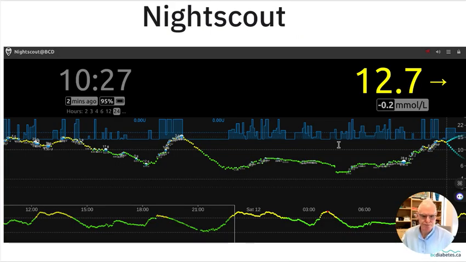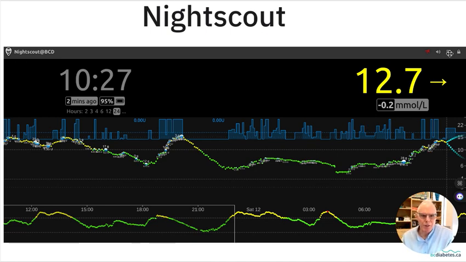Here's Night Scout. This is the homepage of Night Scout. Up here on the right, you can see the ambient sugar of 12.7. Over here, the time. In the blue is showing the temp basal insulin. So the dotted line you can see there is the setting insulin. If the rectangle goes above the dotted line, it means it's giving more. If it goes below, it's giving less. The wiggly line is the glucose, on top of which is displayed microbolus. Each one of those little things is a microbolus. Up here is a microbolus for meals.